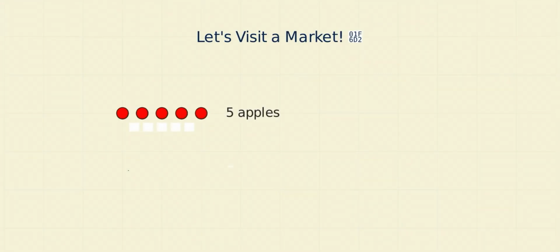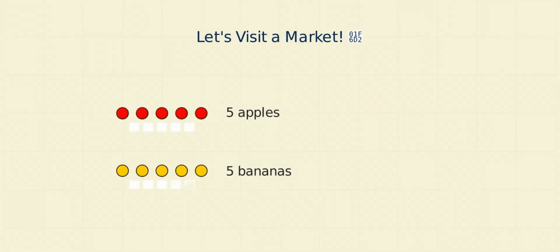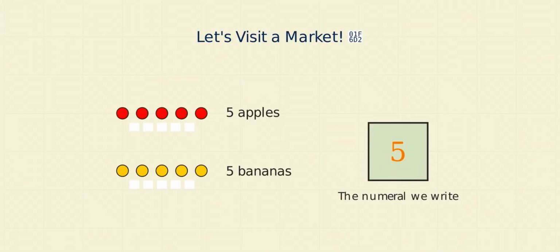Let's imagine we're at a market buying fruits. We can count 5 apples and 5 bananas. These are quantities, which are represented by numbers. But when we write down how many fruits we have, we use the numeral 5. This is the symbol that represents the quantity.